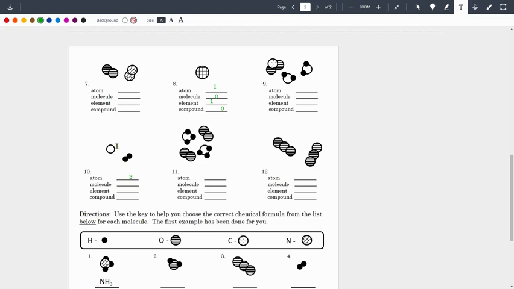I've had kids say, well, wouldn't this be a molecule? No, it's not bonded to something else, so it's not a molecule. Elements, how many different types of patterns? Oh, we've got 2 different types of patterns. On a compound, do we have 2 different substances bound together? No, so this is 0 compounds.